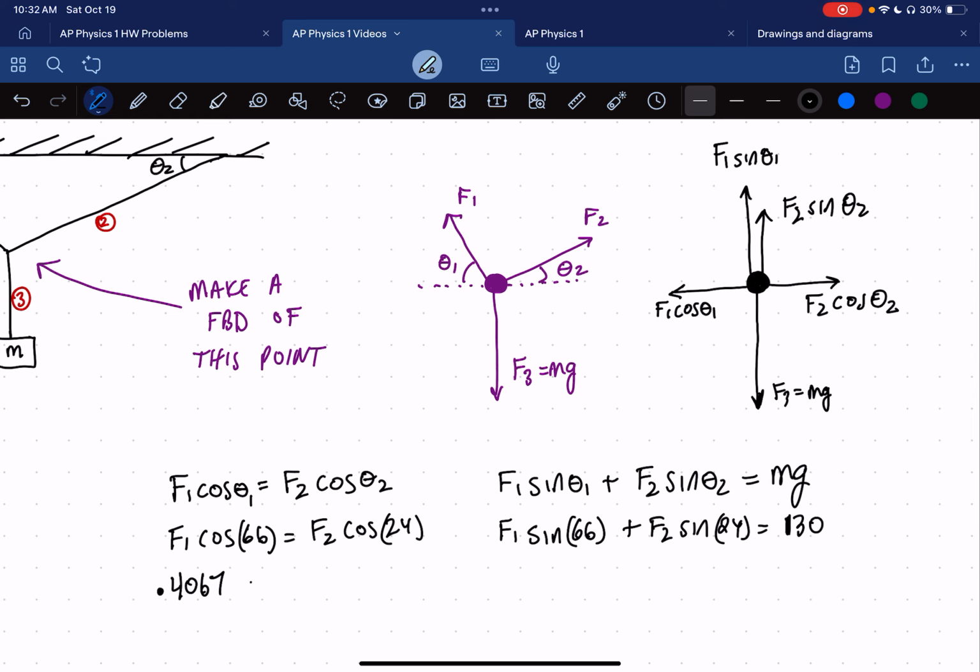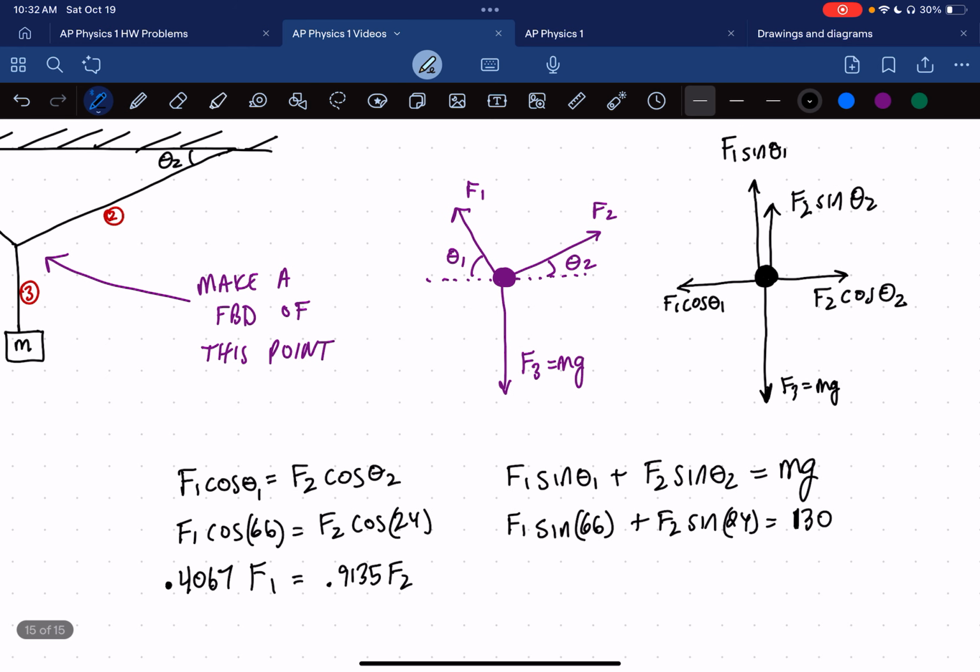0.4067 F1 equals, now I need cosine of 24, 0.9135 F2. We'll continue. Sine 66 is 0.9135 F1. And sine 24 is 0.4067 F2 equals 130.